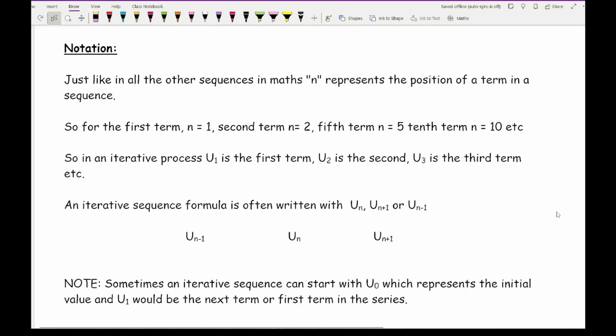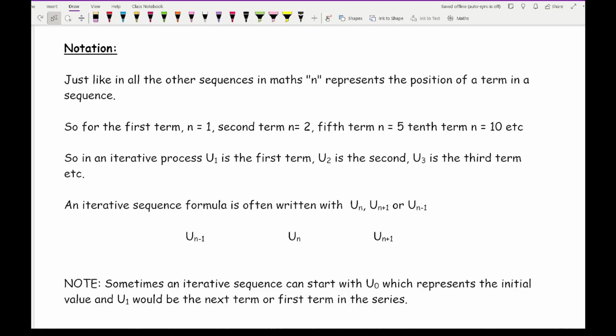Now in terms of notation, this is what often confuses students, because this is completely new notation that you would never have seen in lower school. Just like in all other sequences in maths, n represents the position of a term in a sequence. And with iteration, n is no different. So the first term is when n equals 1, the second term is when n equals 2, the fifth term is when n equals 5, and the 10th term is when n equals 10. So in an iterative process, u1 represents the first term, u2 represents the second, u3 represents the third term, etc.